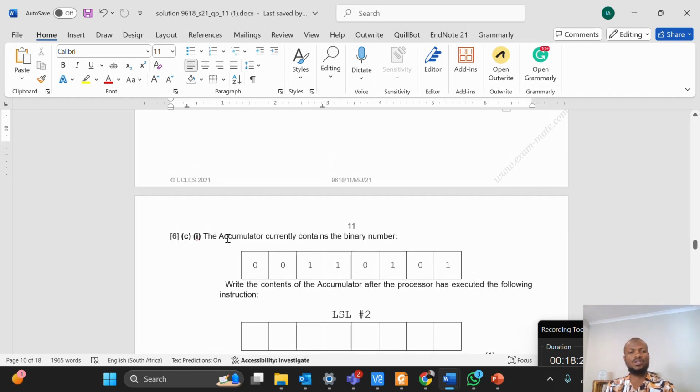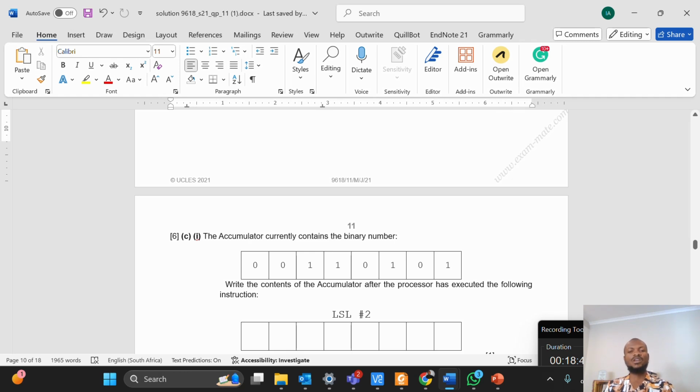Now, the next question states, the accumulator currently contains the binary number. So this is the number in the accumulator. It is binary. Write the content of the accumulator after the processor has executed the following instruction, LSL 2. Don't forget, like I said earlier, you must have understood the instructions before you solve this question, okay?